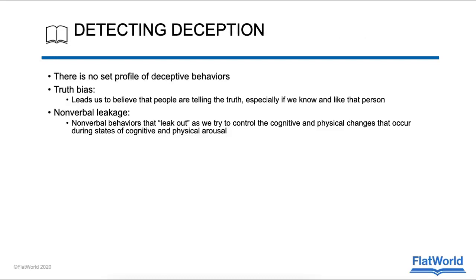Detecting deception. So sometimes truth bias leads us to believe that people are telling the truth, especially when we know and like that person. So a lot of times this happens in politics, right? You trust someone, you've felt that they've done a good job, and you just want to believe them. And it happens in other settings as well, personal settings. So understanding and detecting deception from a nonverbal scenario is also very important as an effective communicator.